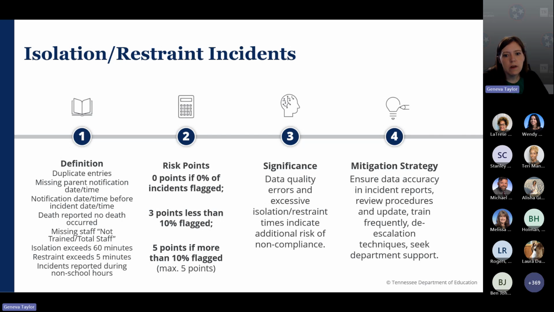Make sure that you have a person identified to review isolation and restraint incident reports. Make sure that you are reviewing that all of the right boxes were checked, all of the right data was entered. We want to make sure that you are training frequently on de-escalation techniques to reduce the use of isolation and restraint, and obviously seek department support when needed.